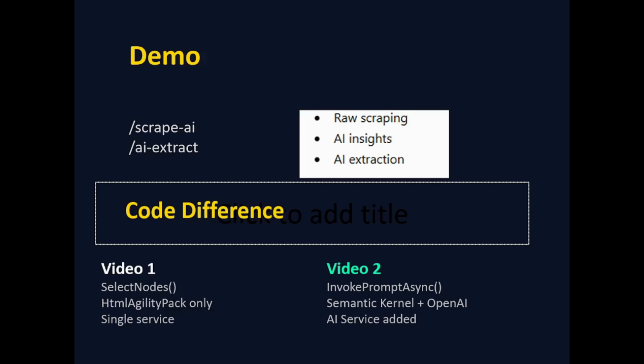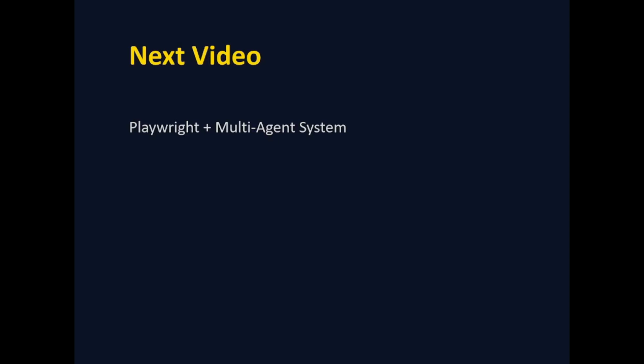Now there is nothing like that. We have Semantic Kernel InvokePromptAsync and Azure AI services. And we will show these two API endpoints, scrape AI and AI extract. The scrape AI will give you the exact use of the AI, and AI extract will show you the previous output that we showed in video one along with the AI insight. So two things: raw scraping is already covered in day one, and in day two we are covering AI insight and AI extraction. Benefits: adaptive, scalable, and AI driven. Next video we will do Playwright and a multi-agent system. Let's focus on the demo now.